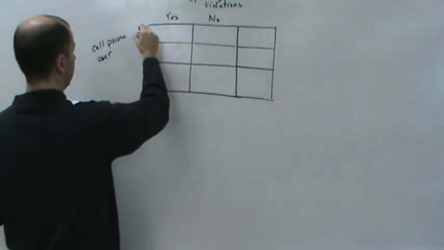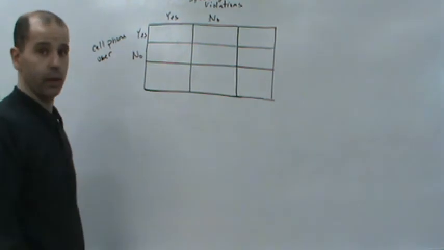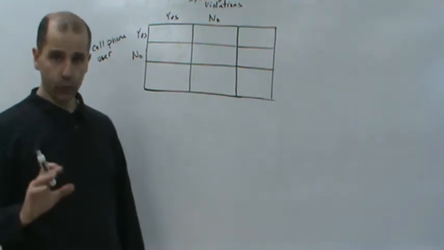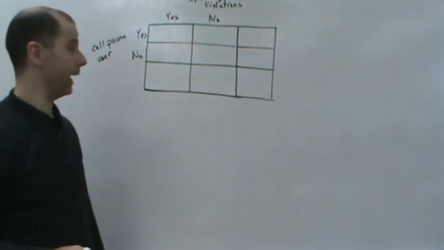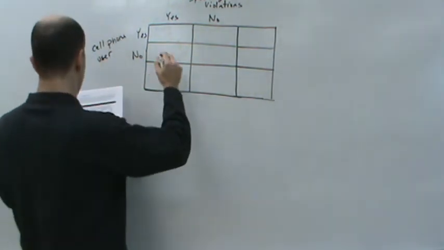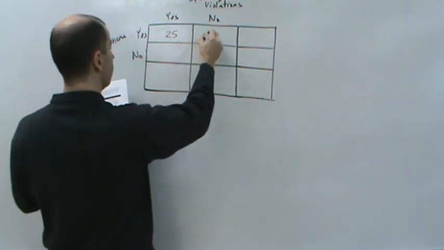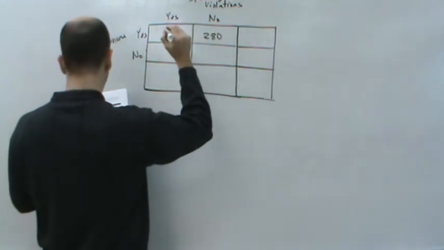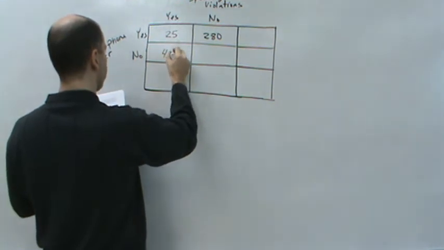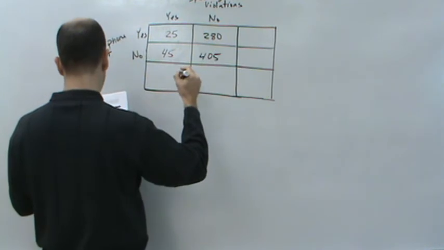And that'll be yes or no. Okay? So that's what we're going to use. Okay, now, we're going to fill in the numbers here. So the first thing we're going to do is we're going to say we have 25 in this cell, 280 in this cell, 45 in this cell, and 405 in this cell.